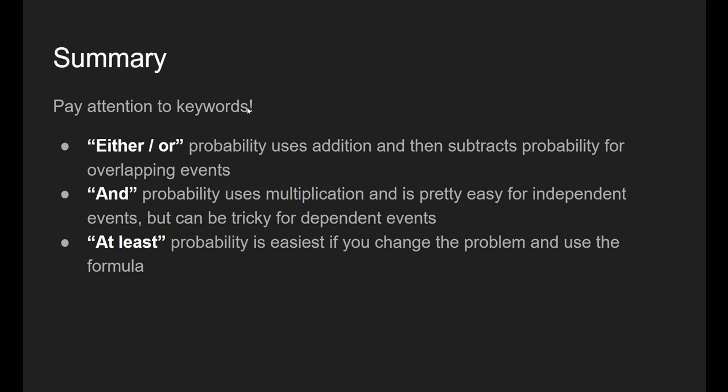If you have dependent events, so that one event is dependent on another, we mentioned that that can be tricky, and I'm going to do an example on the next slide to walk you through that. Before we do that, the final equation that we learned about in 7B was the at least equation. For at least probability, this is easier if you change the problem and use the formula that we discussed. Instead of finding the product of the probabilities, you'll take 1 minus the probability that the event would not occur, raised to the number of trials that you were testing it for.